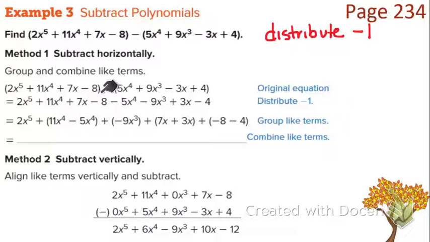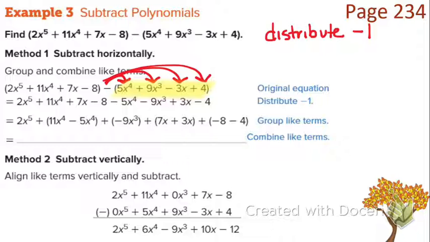So what's happening in this example: we have a subtraction. What they did first was distribute. So everything in the second parentheses got a sign change. You see how this was a positive 5x to the 4th? That changed to a negative 5x. So everything in this second parentheses got a makeover. They all had a sign change. So the positive 5x to the 4th becomes negative 5x to the 4th. The positive 9x cubed becomes a negative 9x cubed. The negative 3x becomes a positive 3x. And the positive 4 becomes a negative 4.